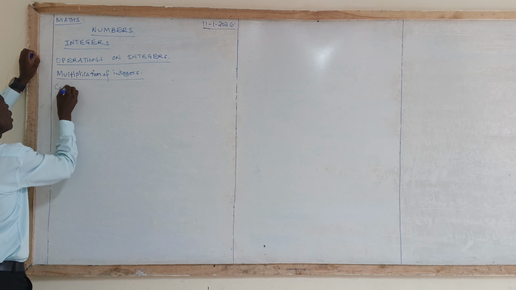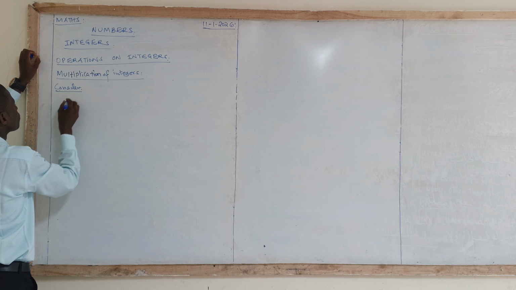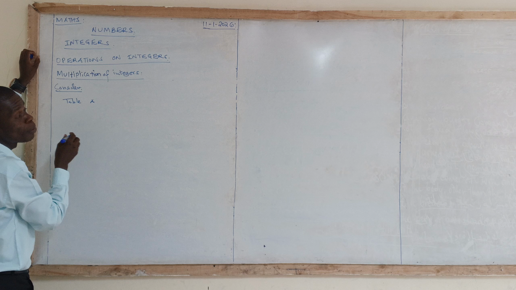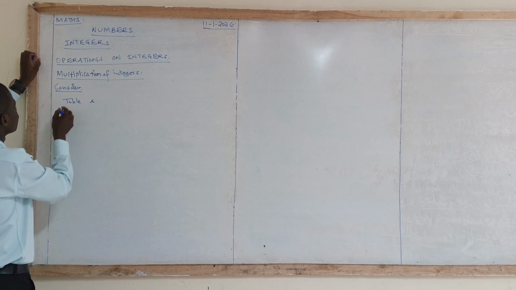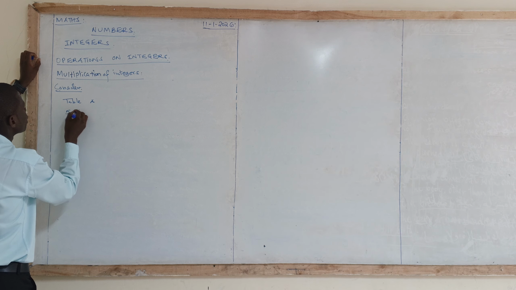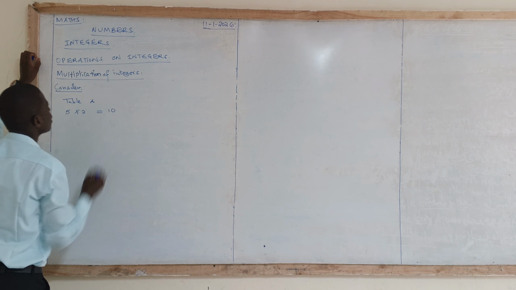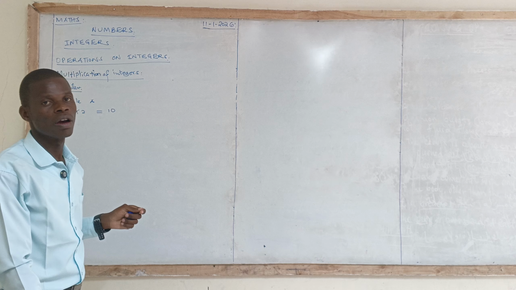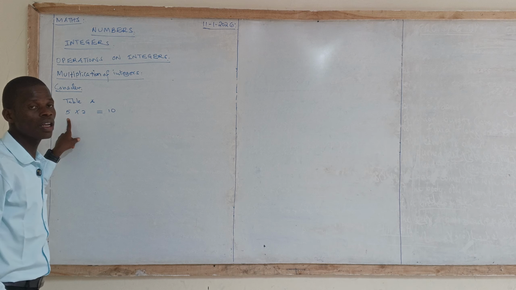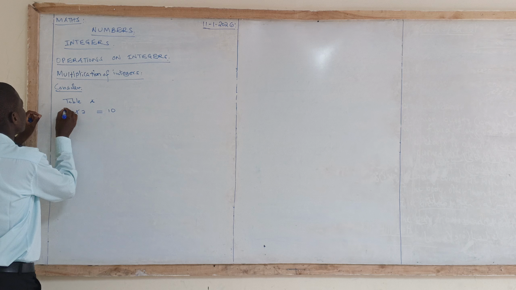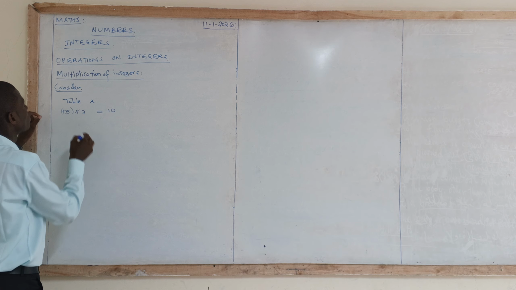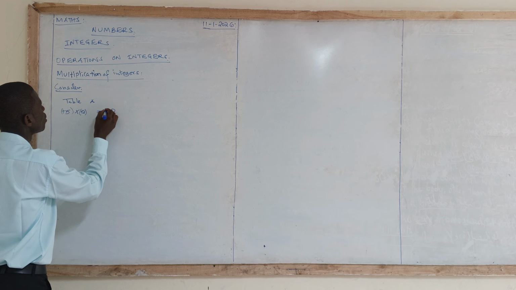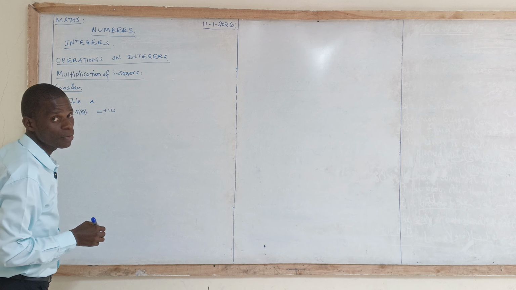So consider table A. In table A, we have the table of 2. So 5 times 2, this is 10 already. Do you know that 5 times 2 is 10? And this 5 is a natural number, meaning that it is positive 5. 2 is a natural number, this is now positive 2, giving us positive 10 as our answer.